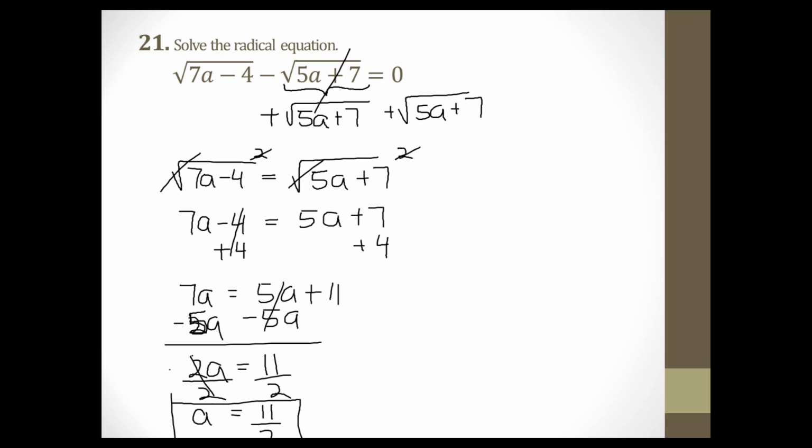If you are not able to see your answer in the answer choices, then you should go back and plug it into the original equation for a to see if you would get a true statement. But in this case, this is one of the answer choices, so a is equal to 11 over 2.